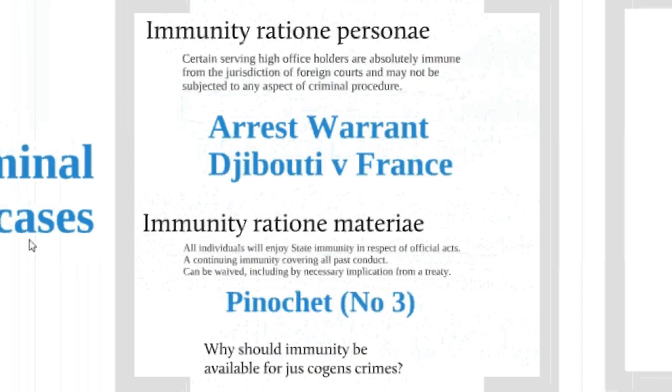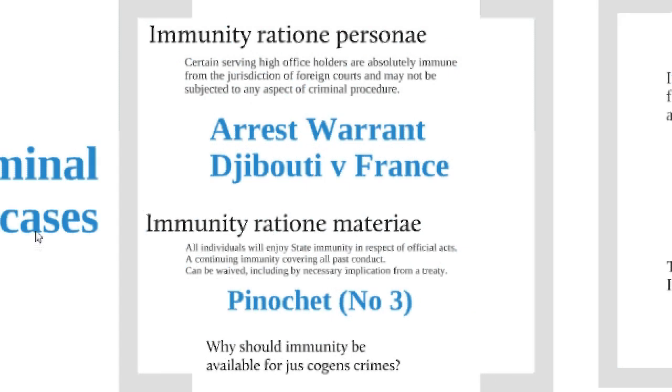Pinochet number 3, in which it was held that on the narrowest reading, the terms of the Torture Convention meant that states must have implicitly, or by the direct effect of the words used in the treaty, have intended that officials could not benefit from state immunity for acts of torture because torture was itself defined as an act committed by officials.